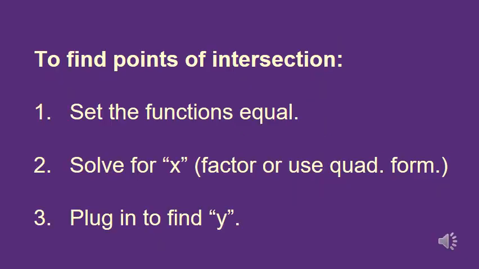The basic process anytime you want to find points of intersection is you take the functions you're given and set them equal to each other. Again, that's because they intersect when they're equal. You do whatever it takes to solve for x, and usually that means factoring or possibly using the quadratic formula. And finally, you plug in and figure out what y is.